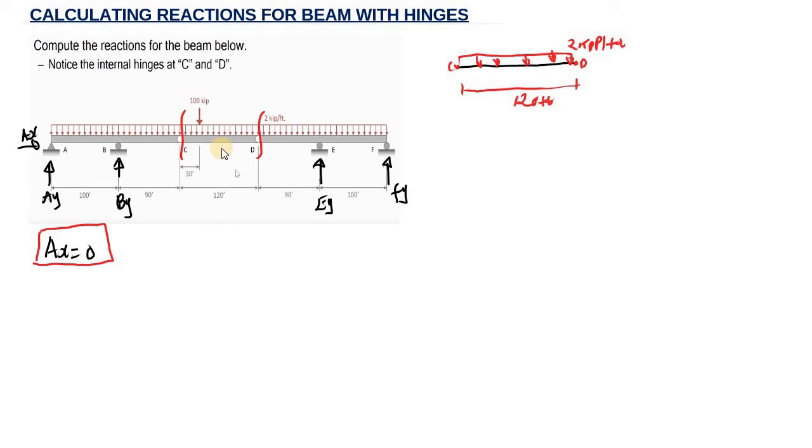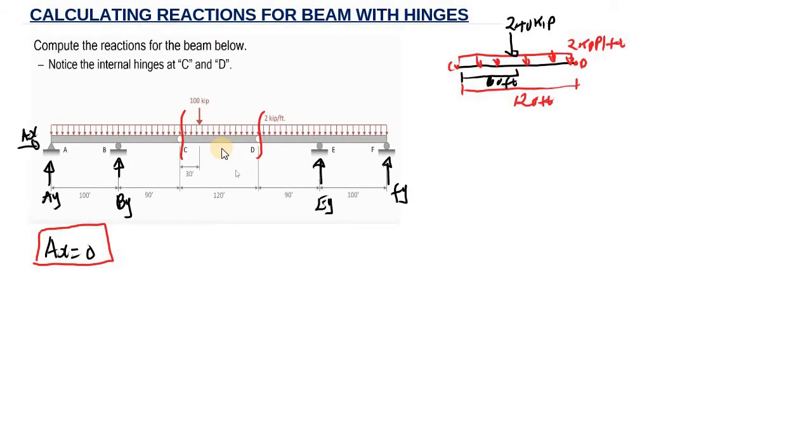How can we resolve this? We are going to take the area of this rectangle, so it's going to be 2 multiplied by 120, which gives us 240. So the point load is going to be 240 kip, and this is going to be at the middle. So we are going to have 60 feet.